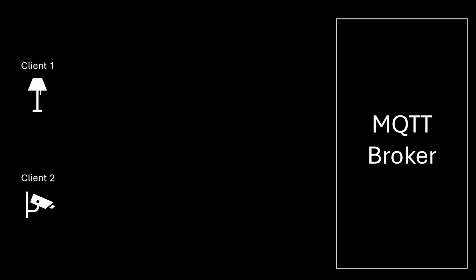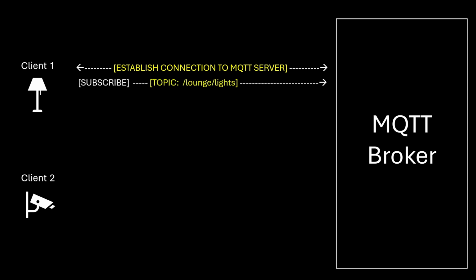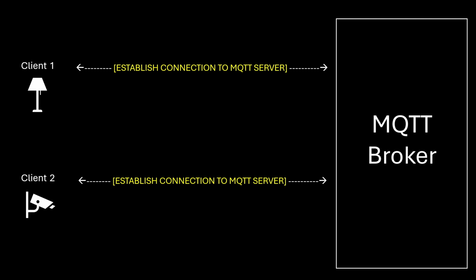So once client 1 turns on, it's going to establish a connection to the MQTT server. It's then going to subscribe to a topic, and in this example it's lounge lights. Client 2 is also going to establish a connection to the MQTT server, and instead of subscribing, it's going to publish to the topic lounge lights with the message on.